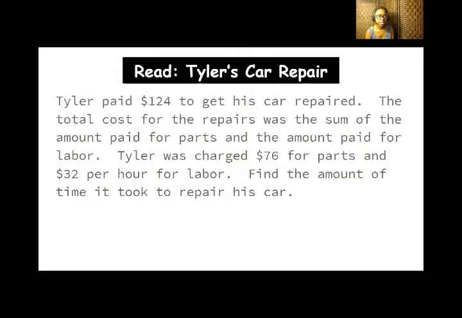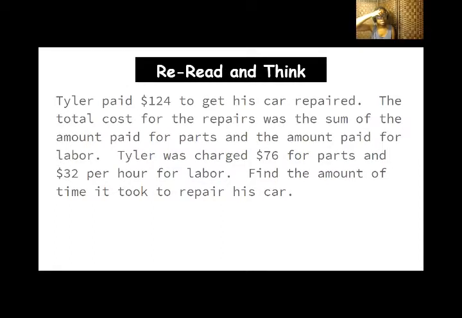So this says, Tyler paid $124 to get his car repaired. The total cost for the repairs was the sum of the amount paid for the parts and the amount paid for the labor. Tyler was charged $76 for parts and $32 per hour for labor. Find the amount of time it took to repair his car. Okay, so we read it once. Let's read it again.